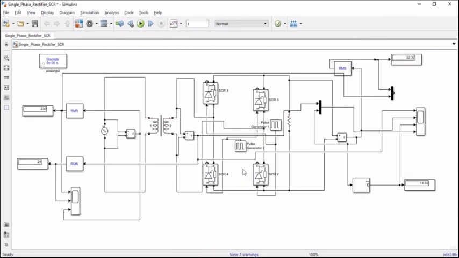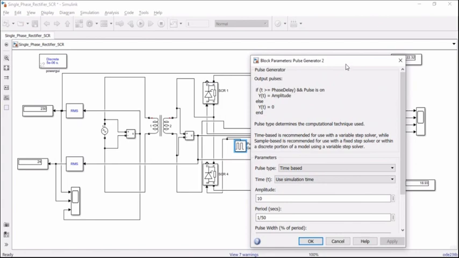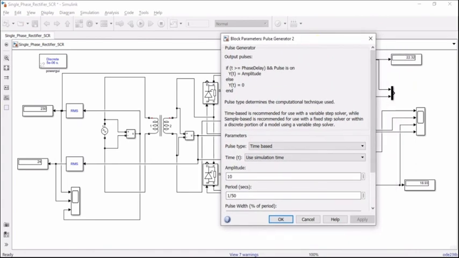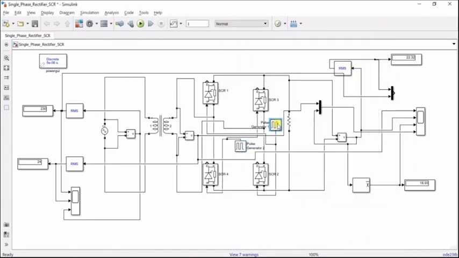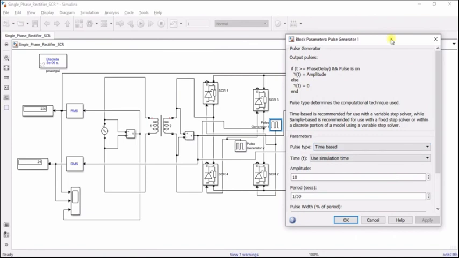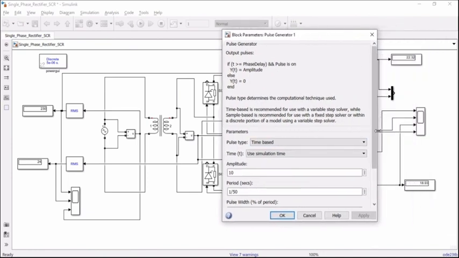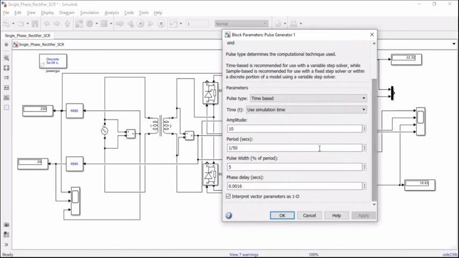So next is the pulse generator block. This is the block which is going to decide the firing angle of the thyristors. So the block parameters can be set like this. So the amplitude can be any, it can be 1, 2 or any other value. So this is not going to change our firing pulse amplitude.